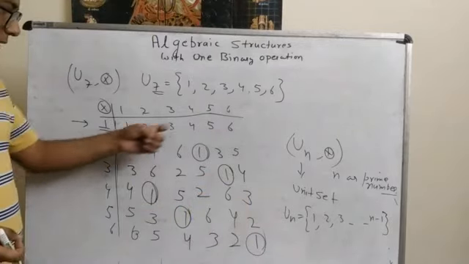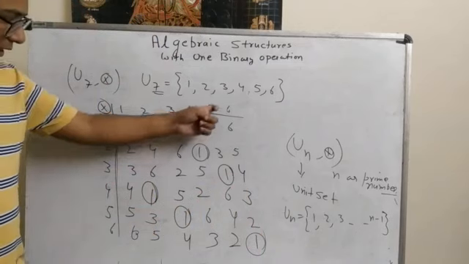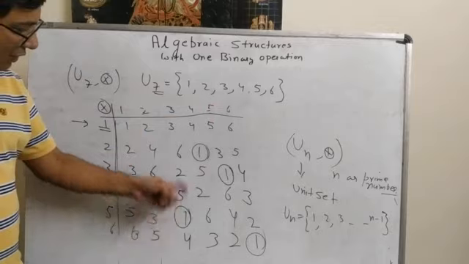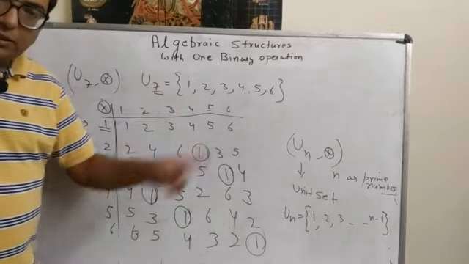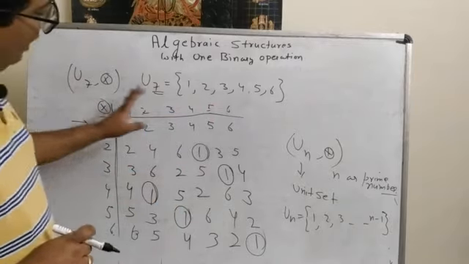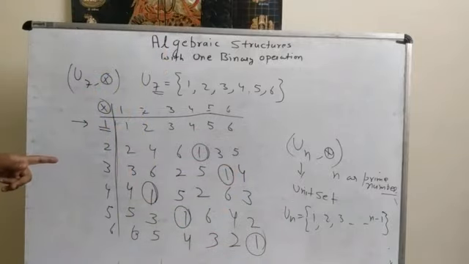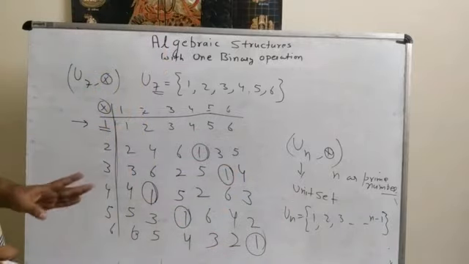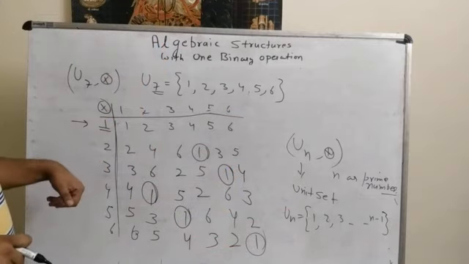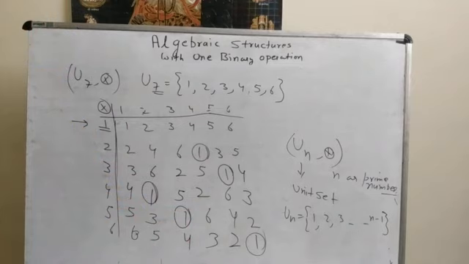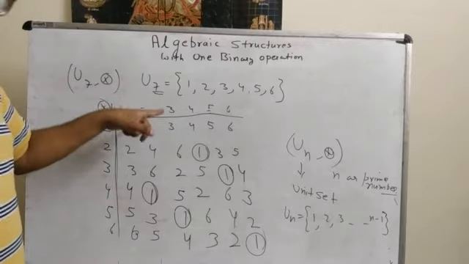So the inverse of 2 is 4, the inverse of 3 is 5, the inverse of 4 is 2, the inverse of 5 is 3, the inverse of 6 is 6. So it will become a group. Moreover, if you see carefully, this matrix is again a symmetric matrix. So it will become an abelian group. There is one important result by which we say that this becomes a group.